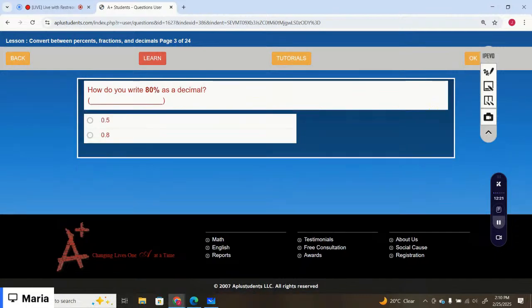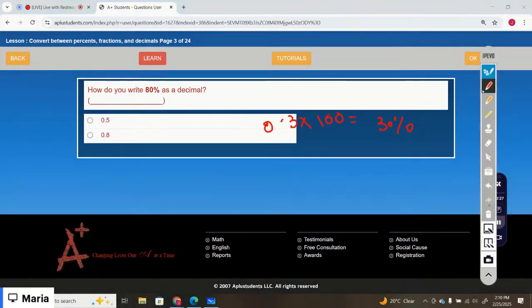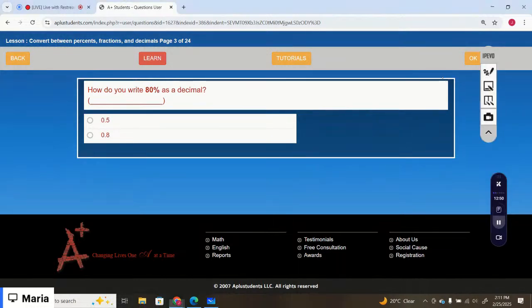How do you write 80% as a decimal? You have to write it in the decimal form. 80% means 80 over 100. 0 and 0 cancel out, and 8 divided by 10 is 0.8. So the correct option is option number 2. That is 0.8.